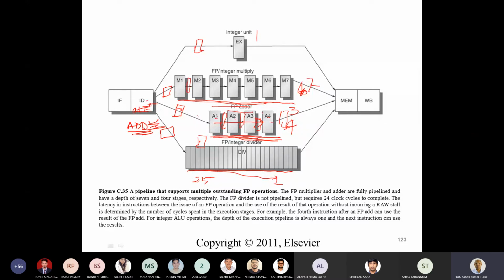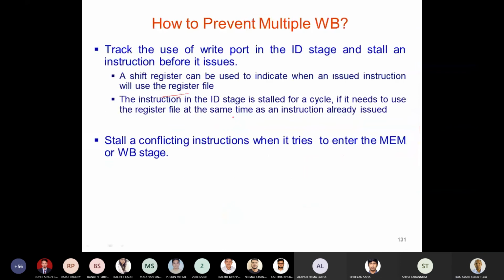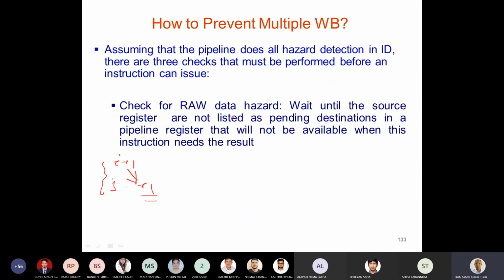And the result will be available at the end of this cycle. So when it is available, this can be passed to this first stage. So this instruction can be issued and data can be forwarded. This is what is written here: wait until the source registers are not listed as a pending destination in a pipeline register that will not be available when this instruction needs the result.